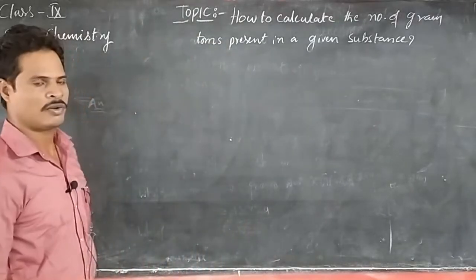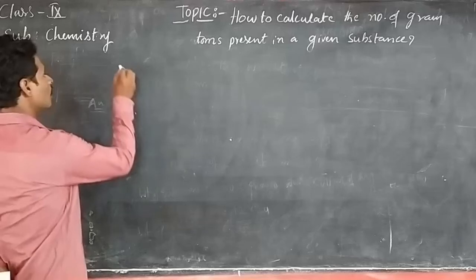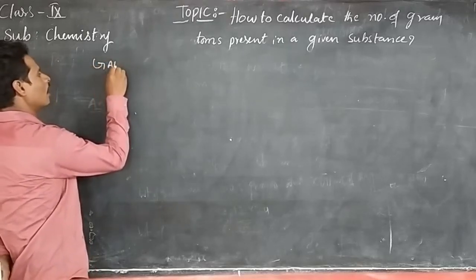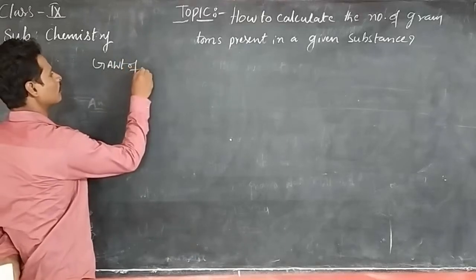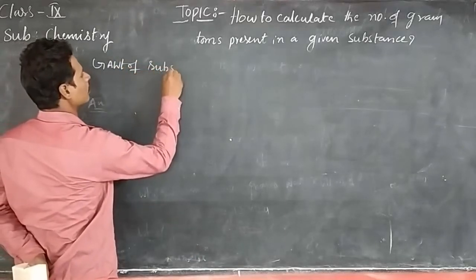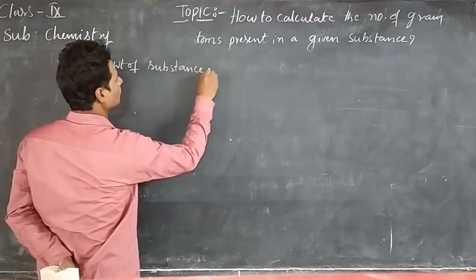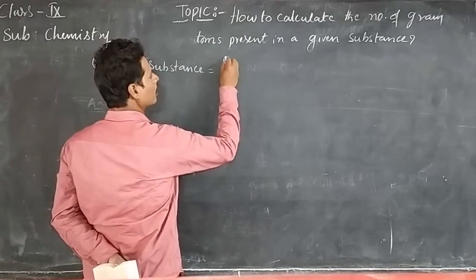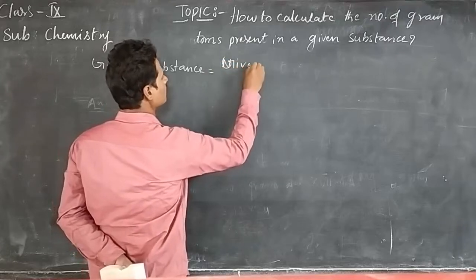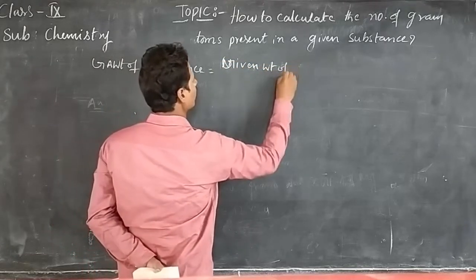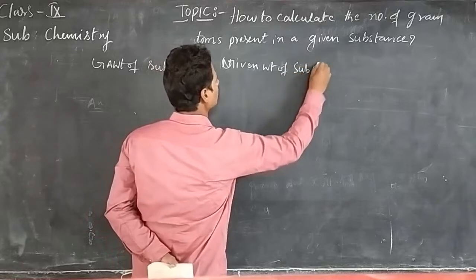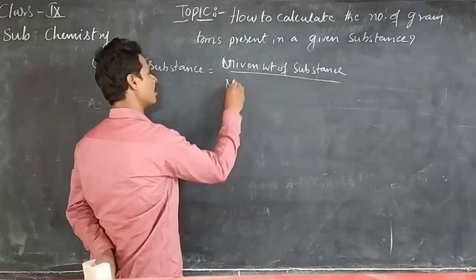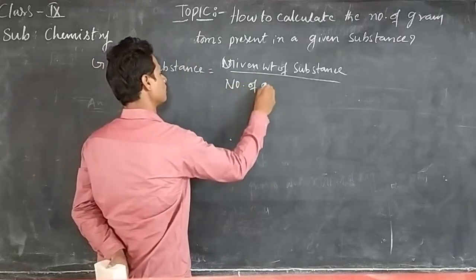Next, we can do some problems based on the third formula. What is our third formula? Which one do I have to find out? Gram atomic weight of substance equals given weight of substance by number of gram atoms.